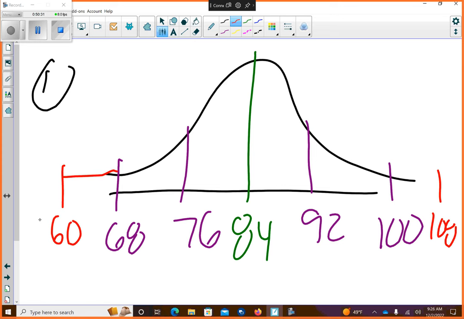Would you be able to do that on a quiz? Does everyone understand how I got all those positions? Cool. All right, so then it talks about this person, Gabriel, who is at the 29th percentile for glucose. What is the glucose level?